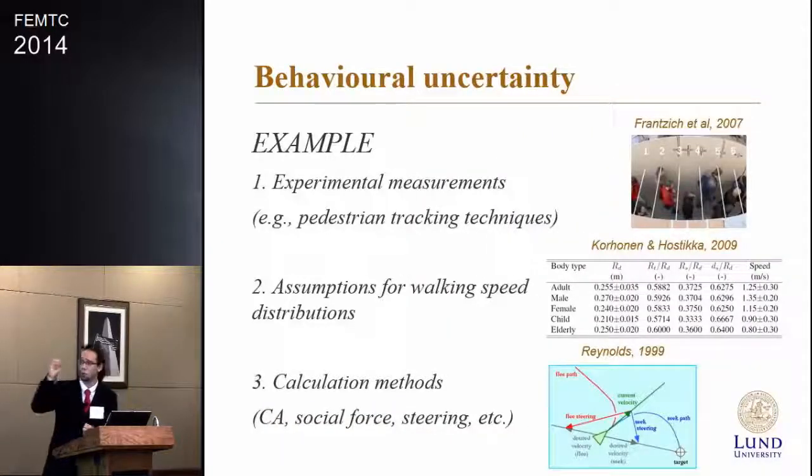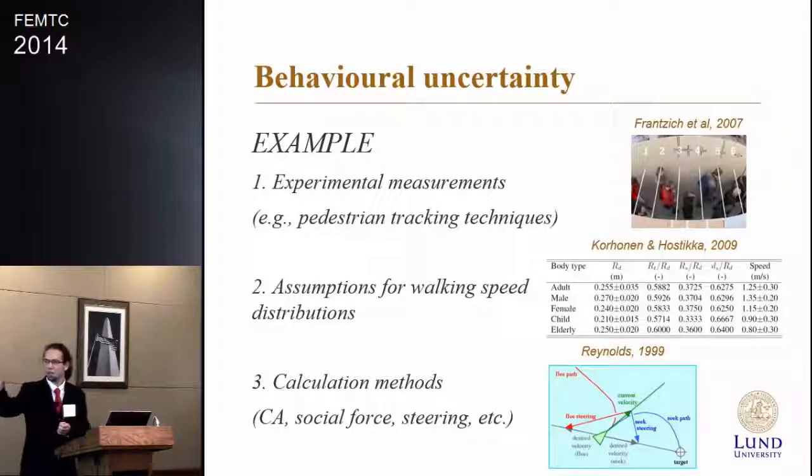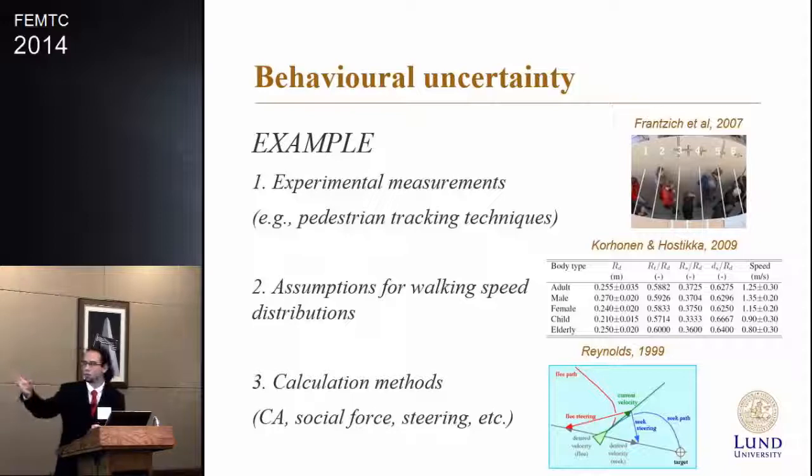I'll give you an example here of the classical 3 types of uncertainty for evacuation. There are many examples for fire modeling, but for example, uncertainty can be associated with experimental measurements. For example, the pedestrian tracking techniques that you can use to measure the speed of people in a corridor. When you talk about input uncertainty, we are talking about, for example, the distribution that you use for walking speeds.